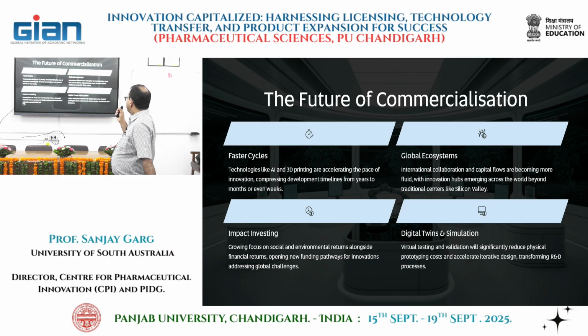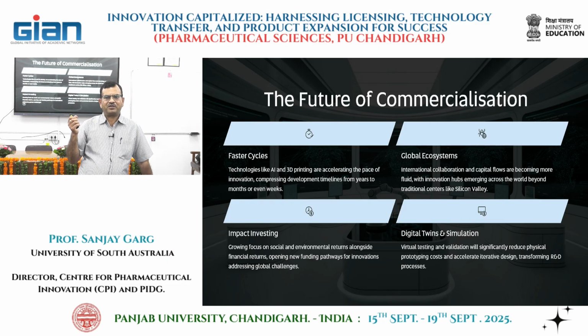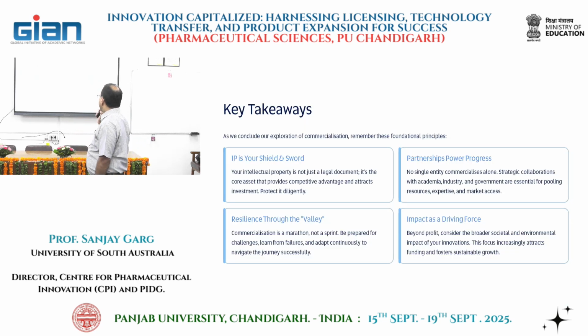Digital twins and simulation, virtual testing. A lot of things can be done virtually now. I mean, we are already almost talking of not using animals for toxicological studies. So a lot of digital modeling and all that is coming. That's part of translation as well. Key takeaways: IP is your shield and sword. Shield because it protects you, sword because it costs a lot of money. You have to be able to invest money to protect yourself.